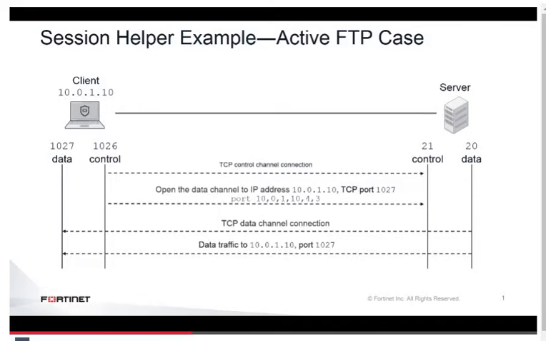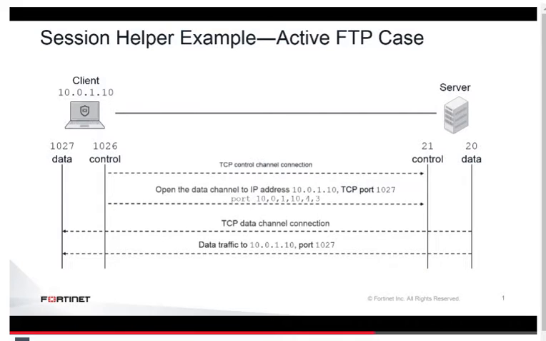The control channel is always initiated from the client to the server and is used to send the FTP commands. The FTP commands allow the client to move through the server folder, specify the type of file transfer, and initiate the data channel for uploading or downloading a file. FTP has 2 modes, active and passive. The mode determines who initiates the data channel.